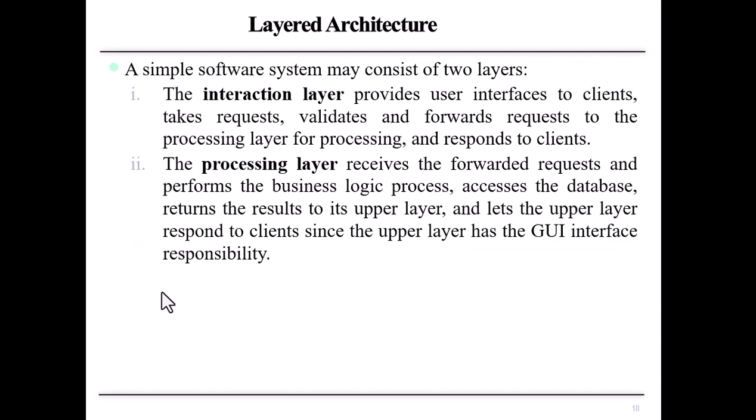A simple software system may consist of two layers: an interaction layer and a processing layer. The interaction layer provides the user interface to the clients, takes requests from the clients, validates them, forwards requests to the processing layer for processing, and responds to the clients. The processing layer is responsible for receiving the forwarded request from the upper layer, performing the business logic process, accessing the database, and returning the results to its upper layer, and lets the upper layer respond to the client, since the upper layer has a GUI interface.